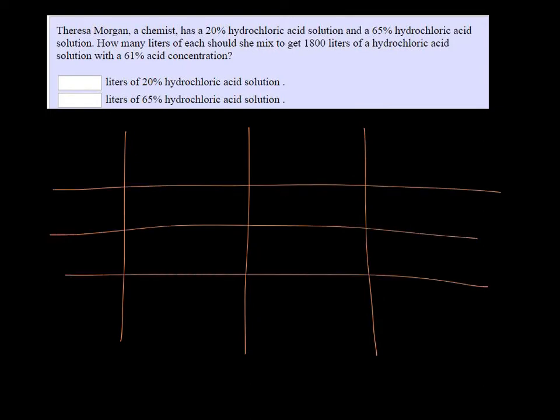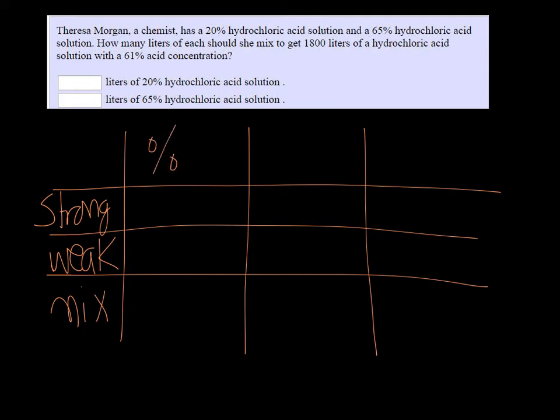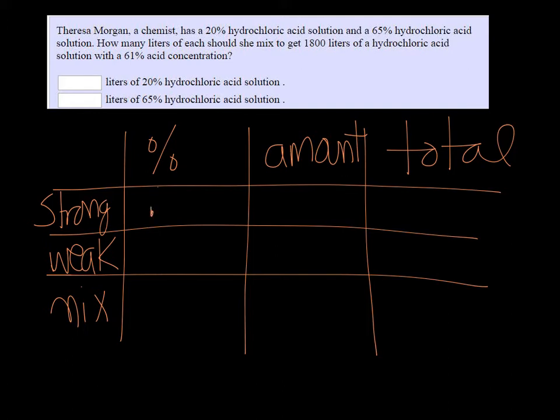So I'm going to start with a table. So we have basically the strong solution and the weaker one, mixing strong and weak to get the mix. So we have the percent, the concentration, we have the amount, and that'll give us the total if we multiply those. So the strong one is the 65%, so I'm going to call it 0.65. And so the weak one is 20%, and what we want is a 61% solution.